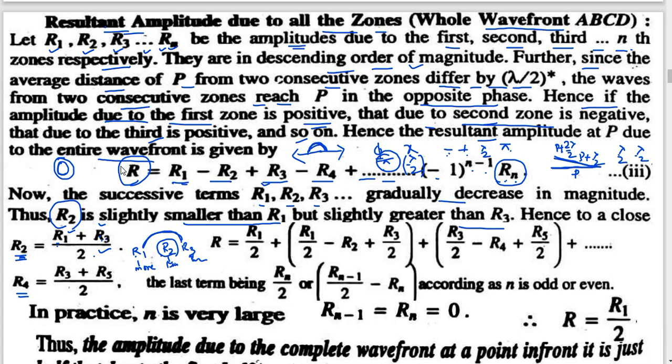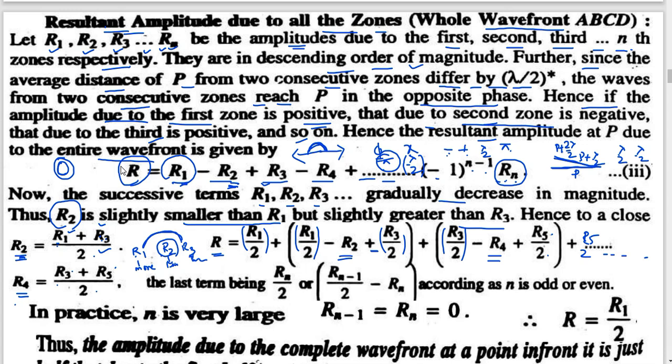Similarly, we can write R4 equal to (R3 plus R5) by 2. Similarly, R6 equal to (R5 plus R7) by 2. So what will be the equation? Now R equal to R1 by 2 plus R1 by 2, then keep minus R2 as usual, then plus R3 by 2, plus R3 by 2, where we break R3 into two parts, then minus R4 as usual, then R5 by 2, then plus R5 by 2. In this way we can write.